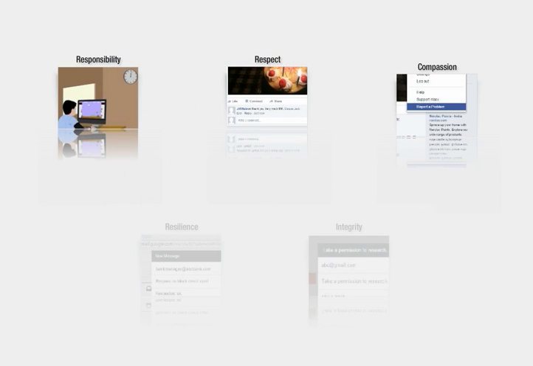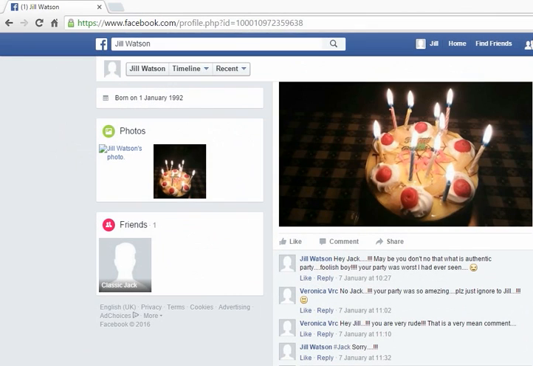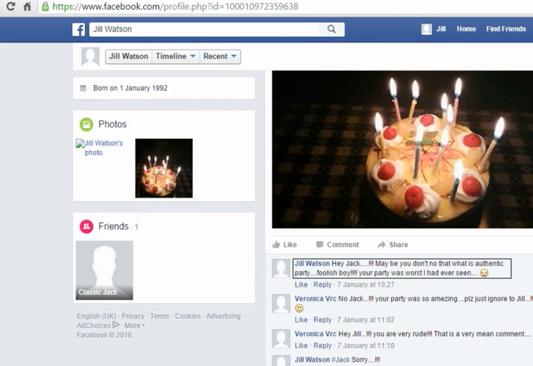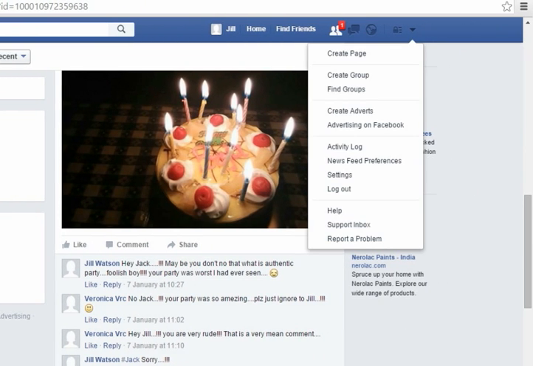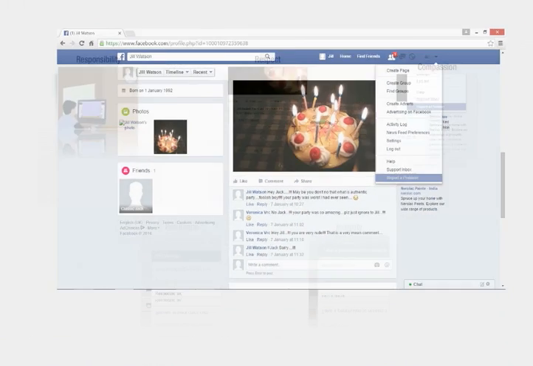The third value is compassion. Compassion is a feeling of wanting to help someone in trouble. While using internet, your friend may get cyberbullied. In this case, you should report the issue to parents, teachers, or any other person of authority. This defines the compassionate manner.